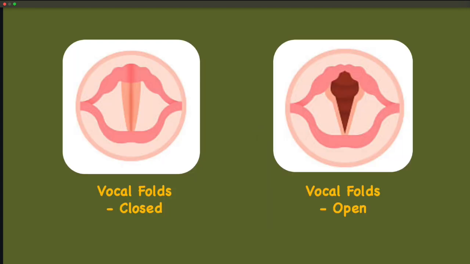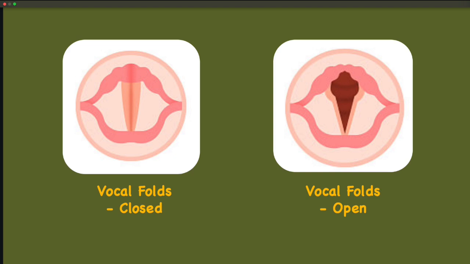This slide illustrates the two primary states of the vocal folds, closed and open. When the vocal folds are closed, they come together to produce sound. This is essential for speaking and singing. The closed position allows the vocal folds to vibrate as air passes through, creating sound waves.